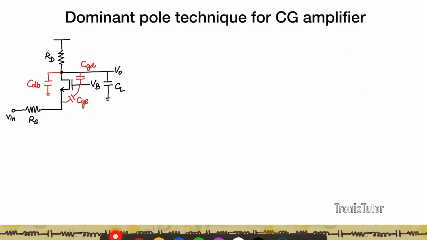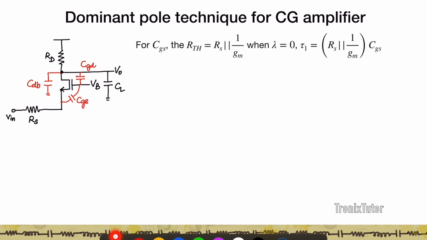So you can also use the dominant pole technique for the common gate amplifier, and let's look at that quickly. So again, if you look at the common gate, I have CDB, CGS, CGD. Let's first start with lambda 0. Then for CGS, as we said, the RTH is Rs parallel 1 by Gm, and so tau 1 is going to be Rs parallel 1 by Gm times CGS. I've neglected CSB just because it's normally a small number.